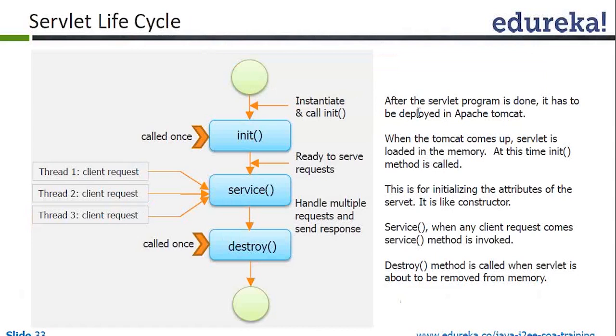The servlet has three methods, that is init, service and destroy. Init means when the servlet gets loaded, what initialization has to be done is done through init. The second one is service. Whenever a new request comes, it executes the service method, and what work has to be done will be written in the service method. And the destroy, whenever the servlet is removed from memory, then it is destroyed.